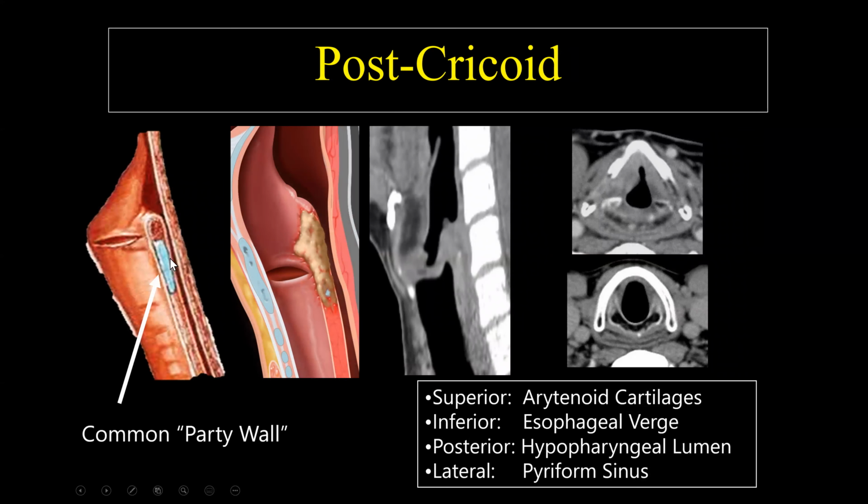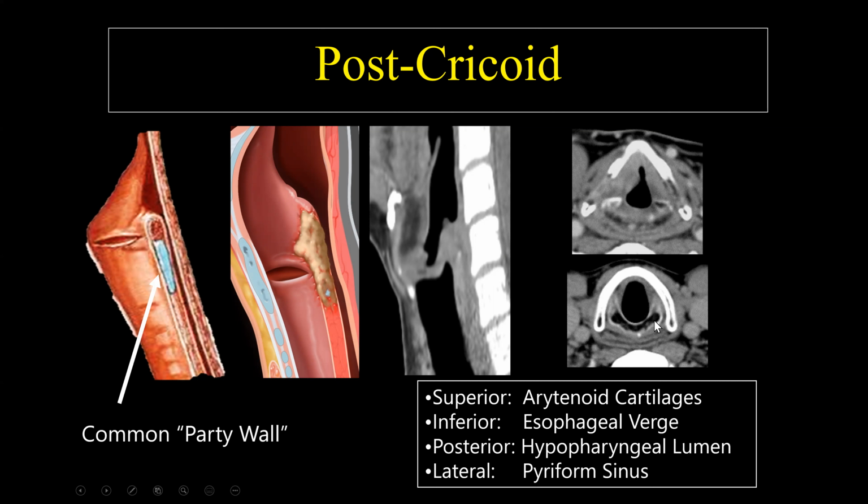The post-cricoid area is a very unique area that separates the hypopharynx from the larynx. And as I mentioned before, there's a common wall here that extends from the hypopharynx to the larynx that's referred to as the party wall. This specific area, this post-cricoid area, is in a way almost anti-gravity, because if you look at the posterior pharyngeal wall posteriorly, then you have the lumen, and then the anterior portion of the hypopharynx is this post-cricoid region. And again, it separates this wall between the hypopharynx and the larynx.